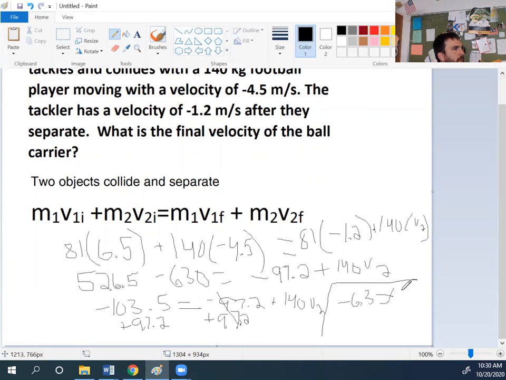equals 140 times V2. So I divide each side by 140. And his final velocity would be negative, two significant figures, that works out right, negative 0.045 meters per second. So they actually both end up moving backwards, don't they? Is that what this tells us, correct?